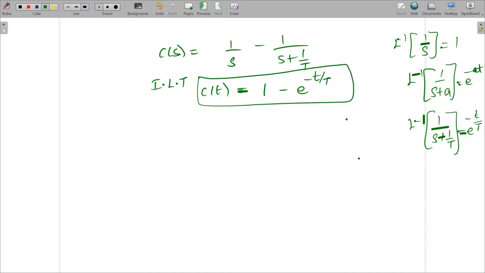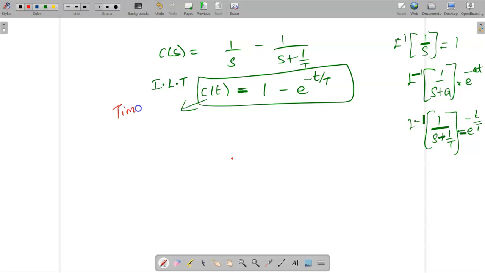Once you have determined c(t), let me draw the response also. This is your time response. So you have determined the final time response which is required in the question. This is your time response. Let me draw the graph for the time response also, and we can finish the derivation.